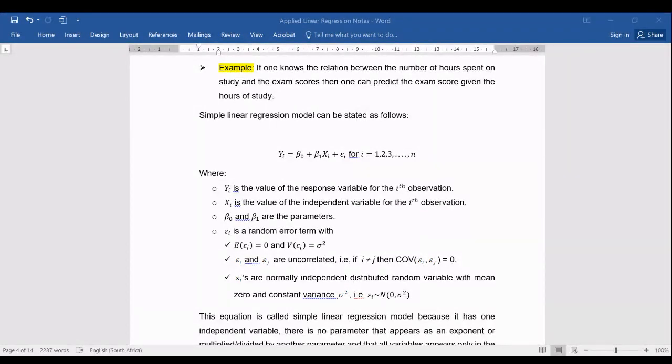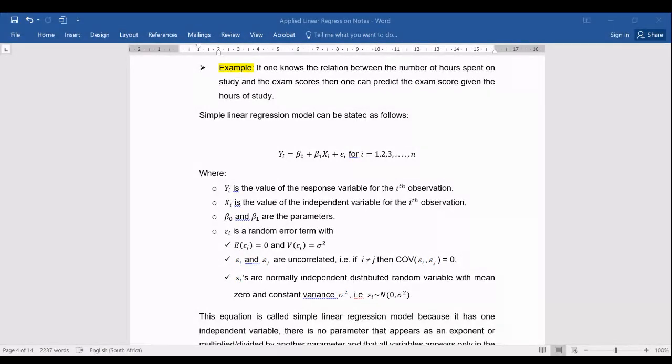Then the last one is that the errors are normally distributed. So we know the mean and the variance now. So we can clearly state that the random error terms are normally distributed with a mean of 0 and a constant variance sigma squared. Is it clear?